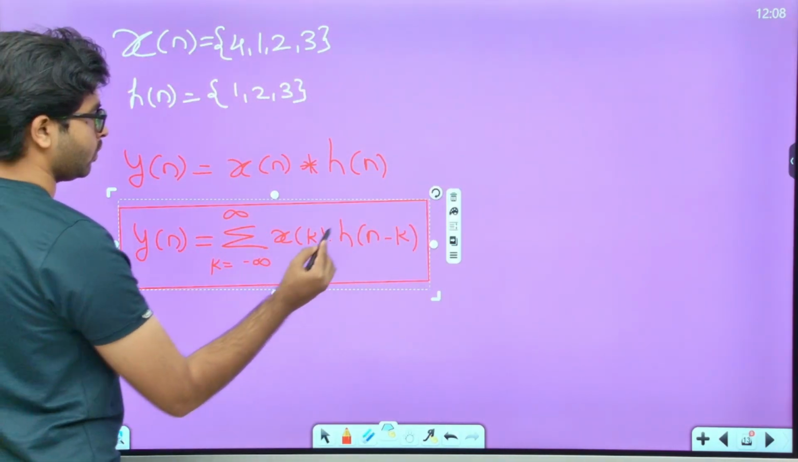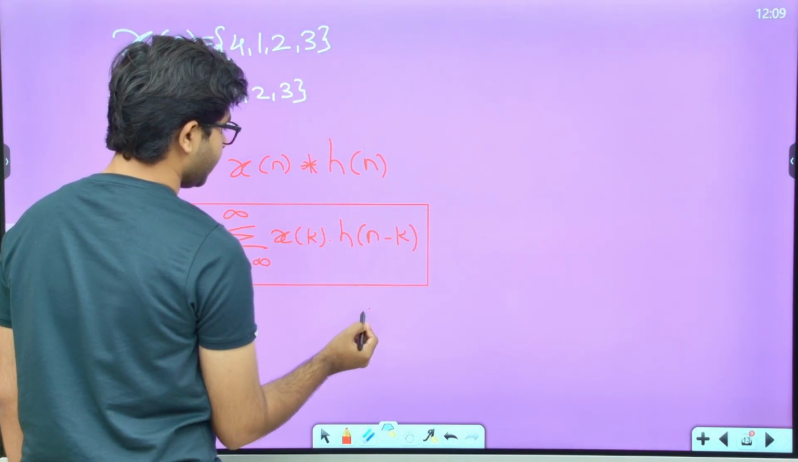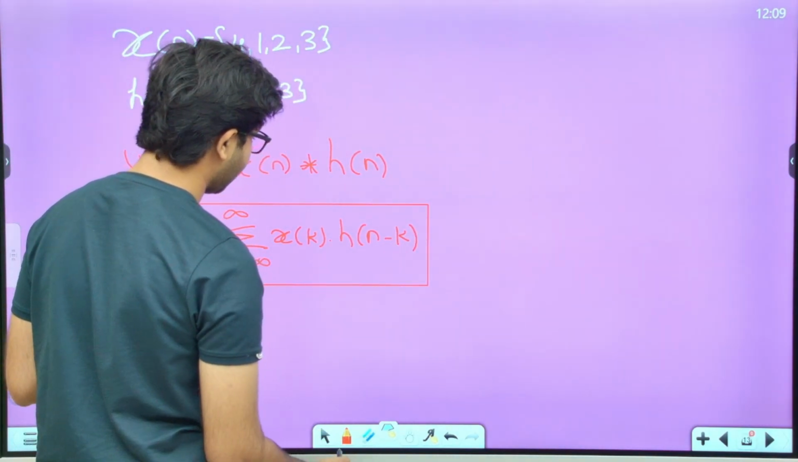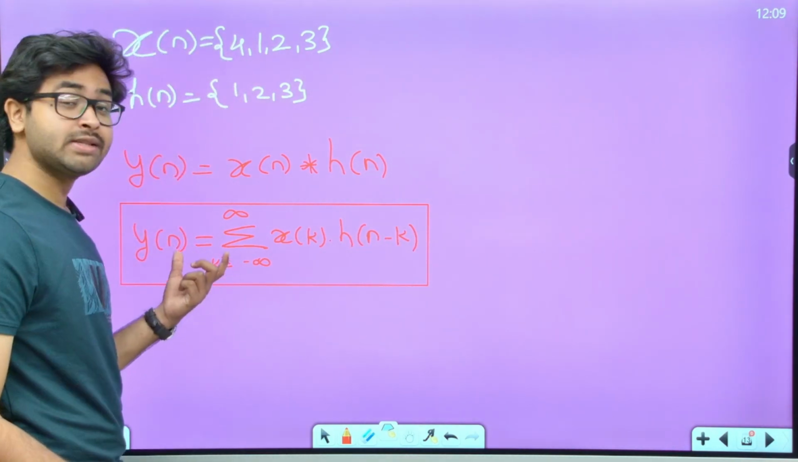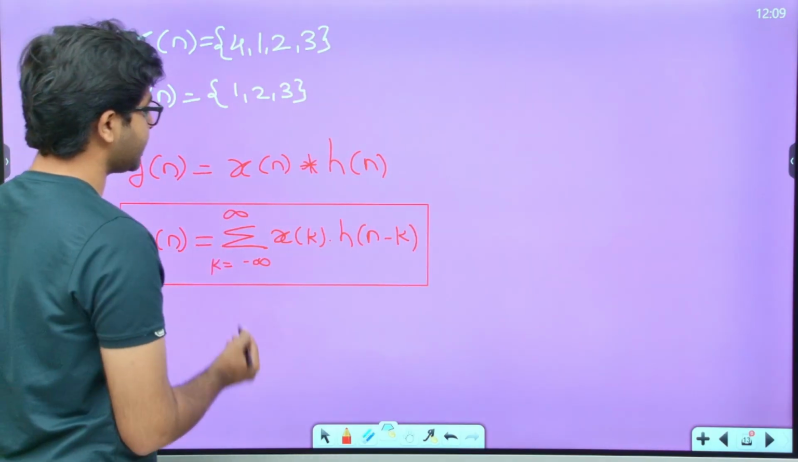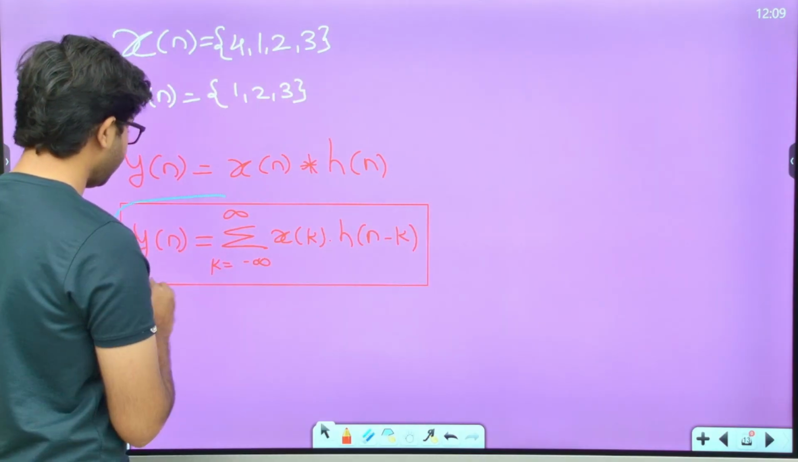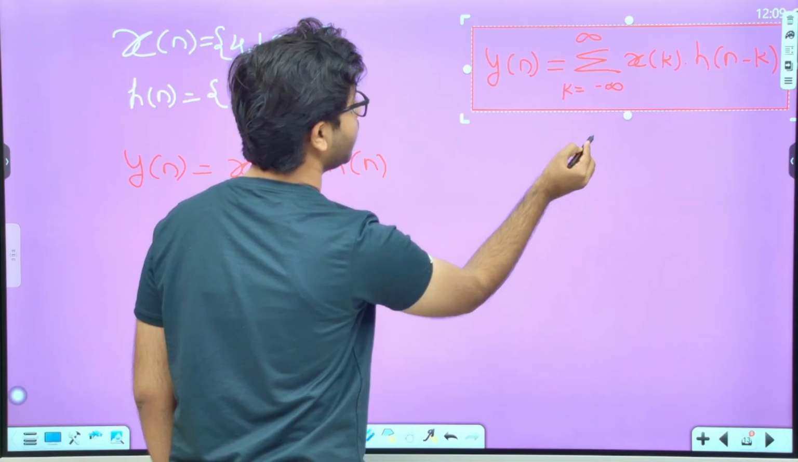This is an important formula. We should learn it, because various types of k are involved, and n minus k is involved. What is the range of k? What is the start of y of n? We will see with this example only. So this is the formula. We will just keep it aside.